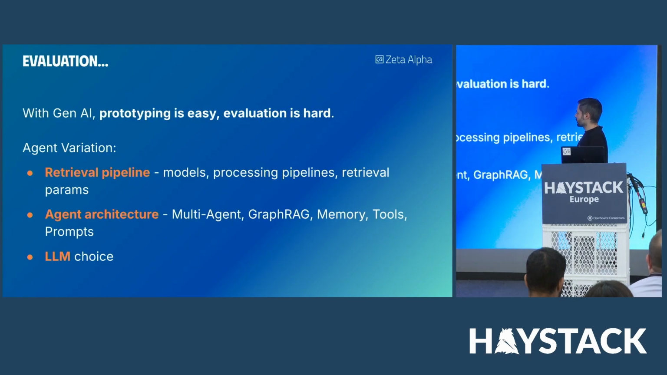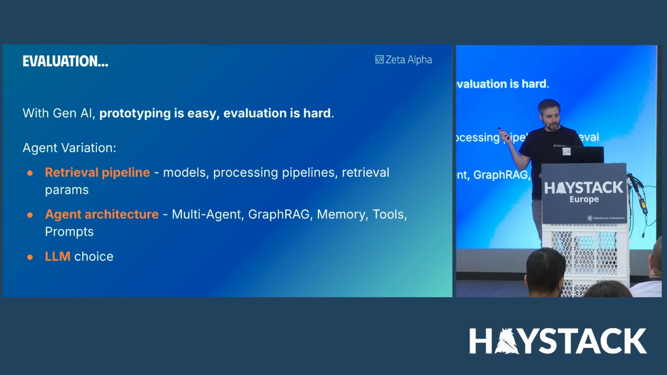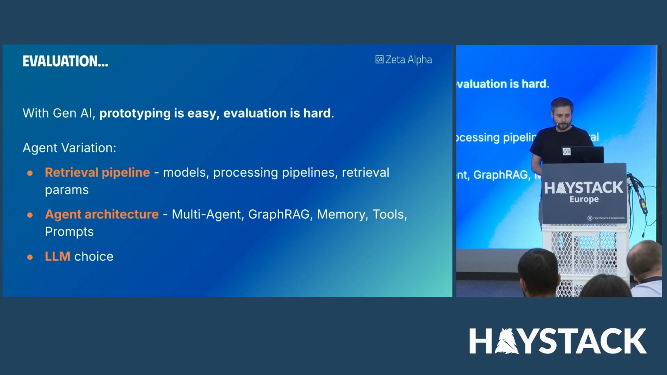So, summarizing, with just GenAI technology, prototyping is very easy, right? You can change many things, but how do you know it's working? That's the hard part, right? Because the outcome is going to be natural language text, or it could be a multi-page report. So seeing that and figuring out whether it's correct or not is tricky. And as you described, you can change many things, from the retrieval pipeline to the processing steps to the agent architecture, use GraphRAG, memory, change the LLM, and so on.